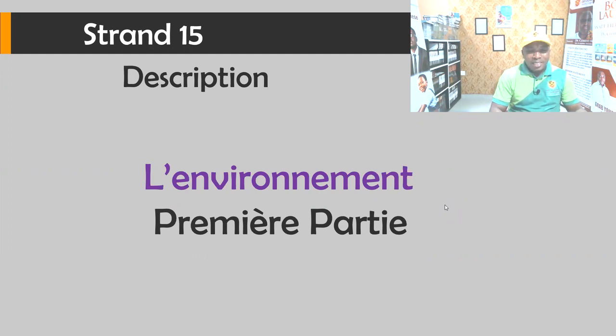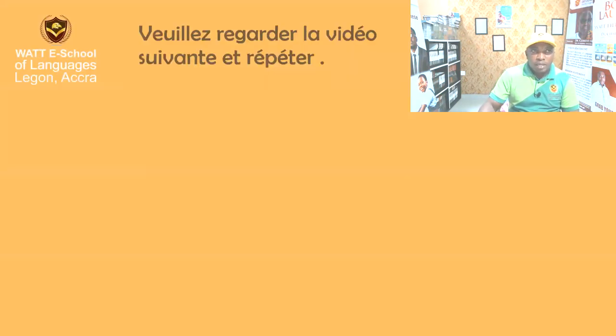In today's lesson, I'm bringing you lesson 15. That is description: how to describe an environment. First part, or part one, we are going to describe an environment. Since we have a part one, it means the part two will follow. If you have another part three, we'll still bring it to you. So let's quickly have a look at the environment, part one.